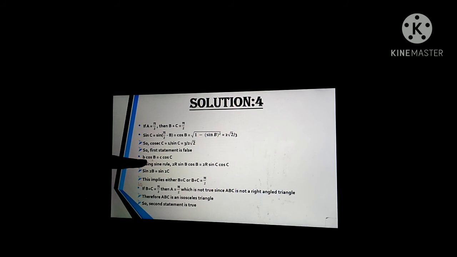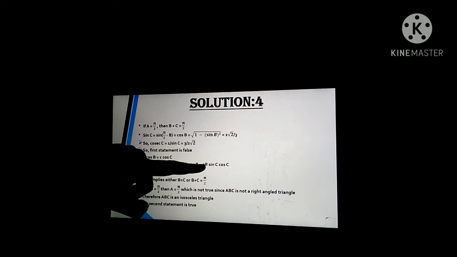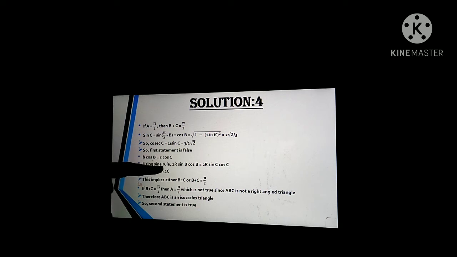Now we come to the second statement, b cos B is equal to c cos C. Using the sine rule we can replace b by 2R sin B and c by 2R sin C. So 2R sin B cos B and then 2R sin C cos C. So 2R gets cancelled, R gets cancelled. 2 sin B cos B becomes sin 2B, 2 sin C cos C becomes sin 2C.